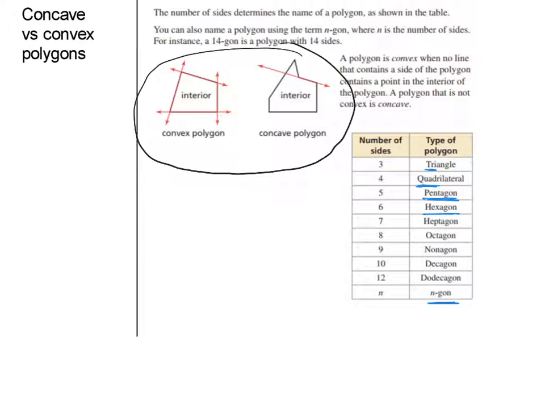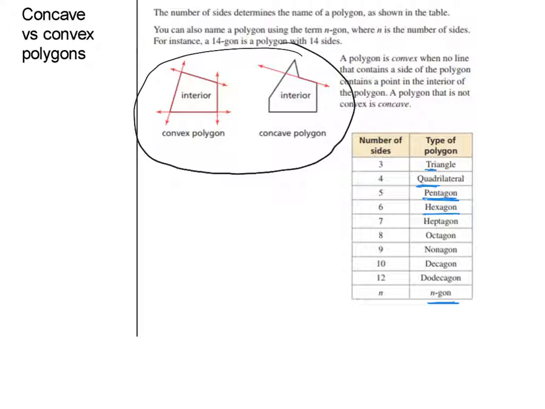Okay. Now, as far as determining whether or not your polygon is convex or concave, there are a couple ways to think about it. Concave polygons cave in. So like this caves inward, so it's concave. Convex polygons don't cave in.